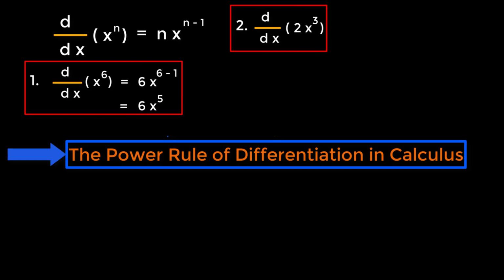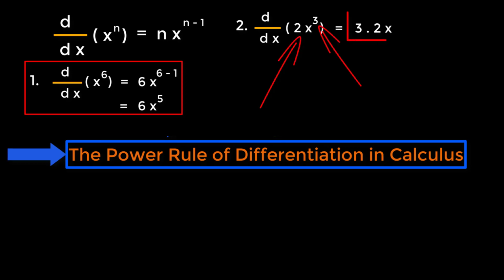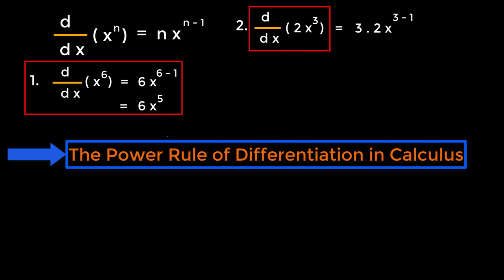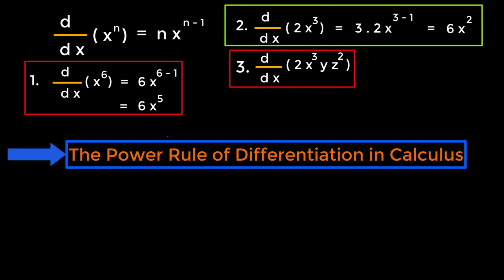Now look at this second example. d/dx 2x cube. We want to differentiate this quantity according to the power rule. Therefore, we will write this power in front of this 2x like this and then we will reduce this power by 1 like this. After calculation, we will get d/dx 2x cube equals 6x square. This is our third example. d/dx 2x cube y z square.